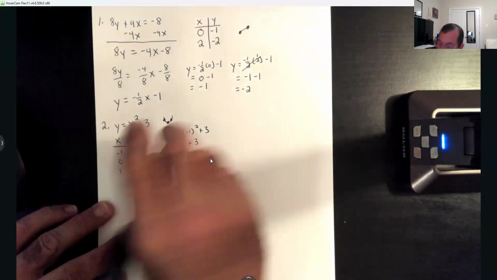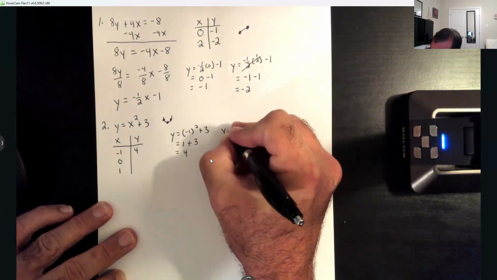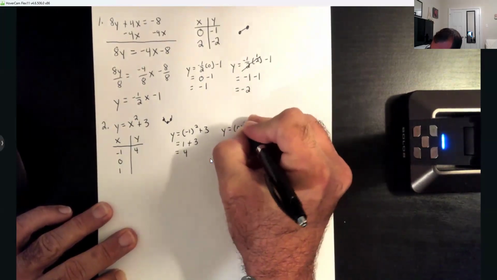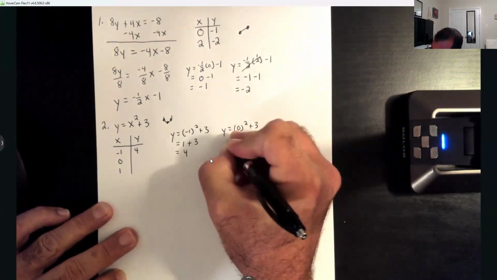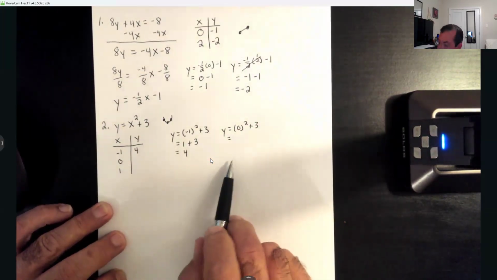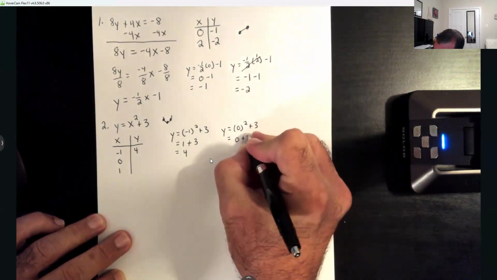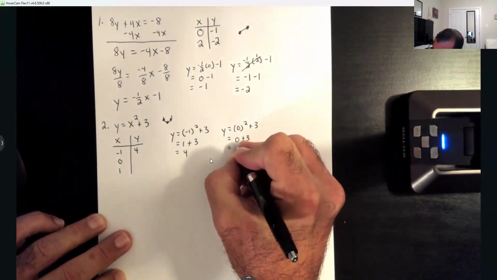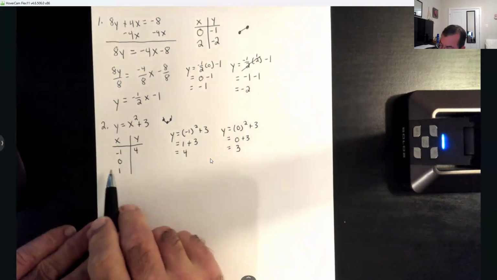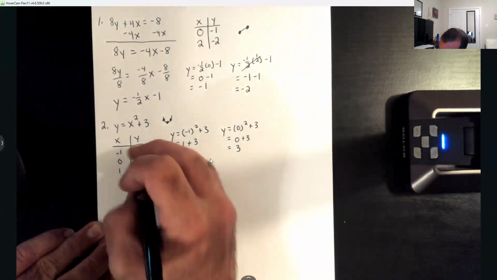So let me put a 0 in for my x. That'll give me y equals 0 squared plus 3. We know 0 squared is 0, so that's going to give you a 0 plus 3, and that equals 3. So when x is 0, y is 3.